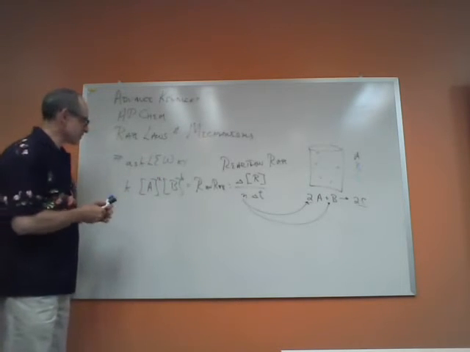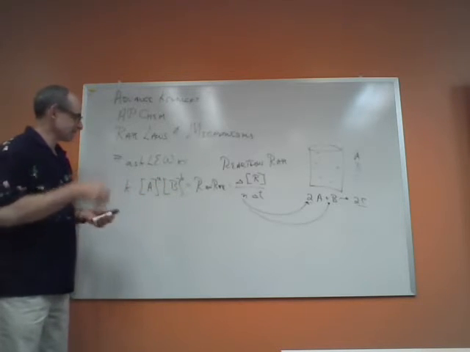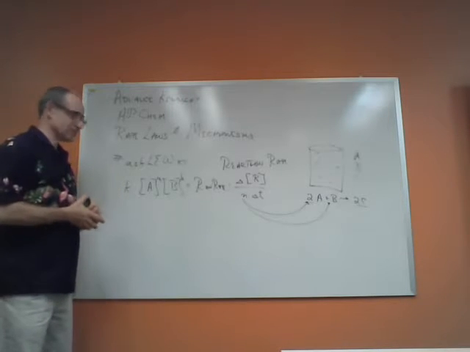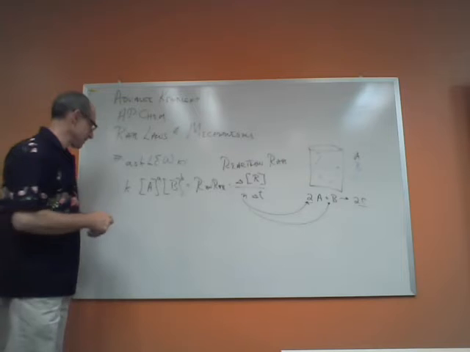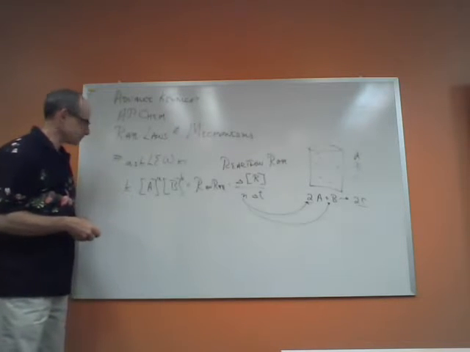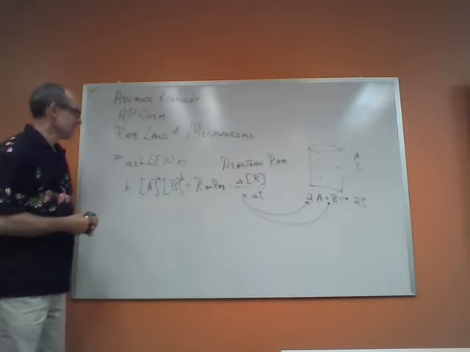These exponents are the orders of the reaction with respect to each of these reactants. And they're typically 0 or 1 or 2. They're usually integers, although in rare instances they can be rational numbers like a half, and even negative numbers. But we're not going to worry too much about that.